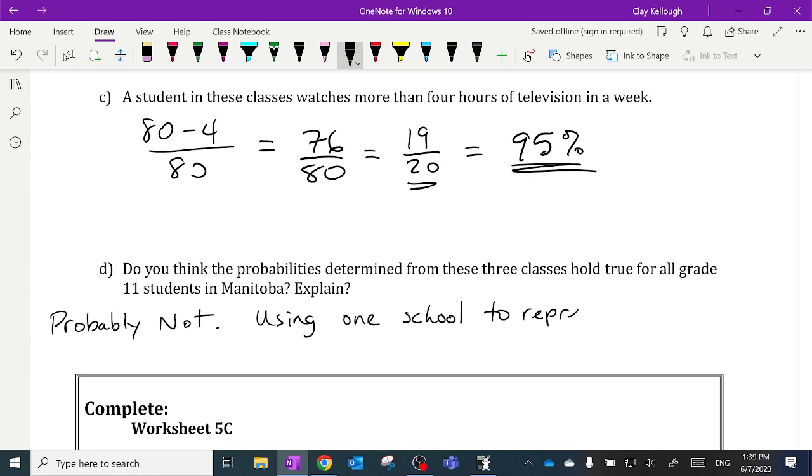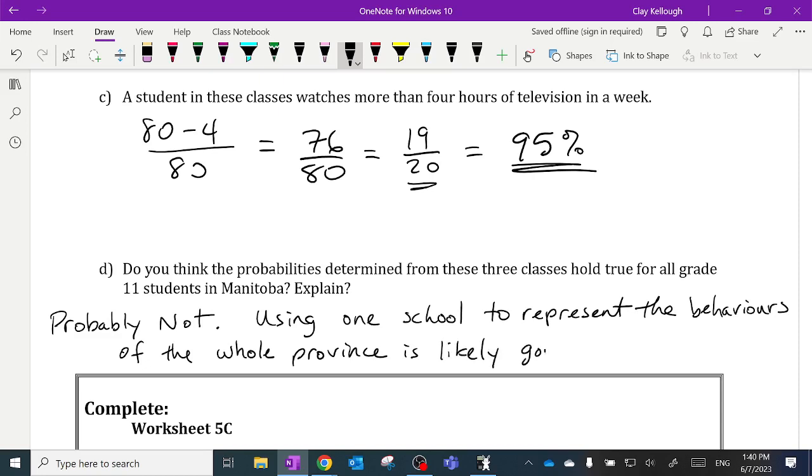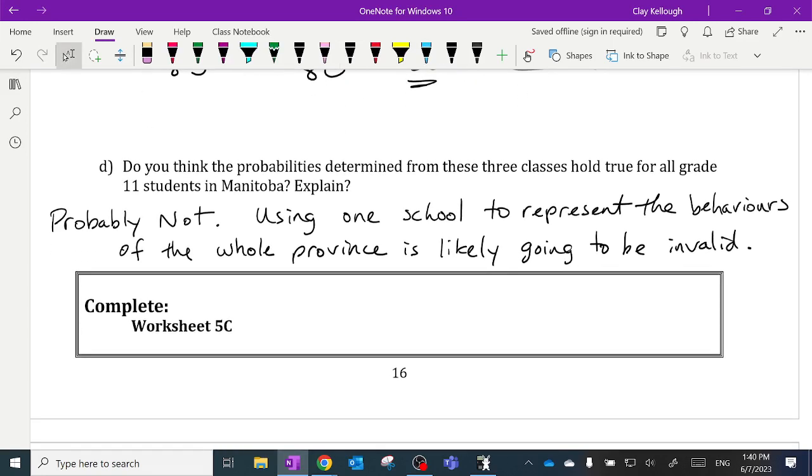to represent the behaviors, and again, there I am picking words I can't spell, behaviors of the whole province is likely going to be invalid. The other word that comes to mind besides invalid, when I make a conclusion based on my statistics and my probability that probably isn't accurate, is, of course, the word bias creeps in, right?